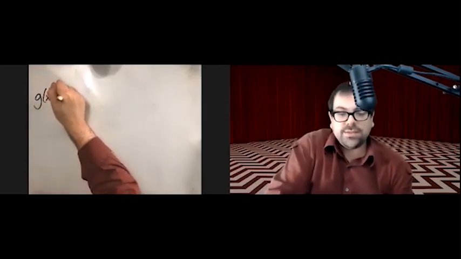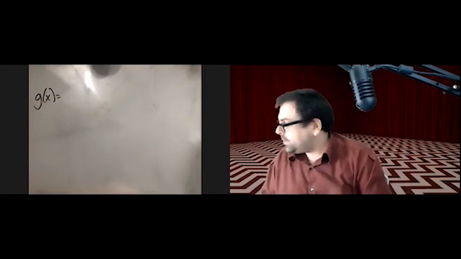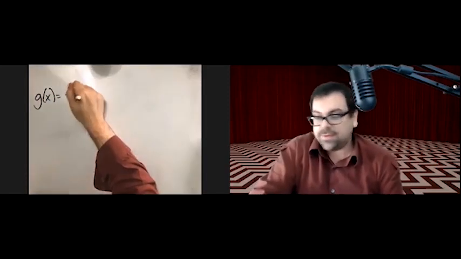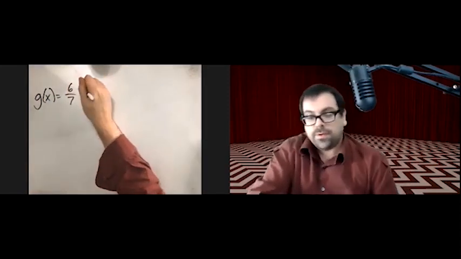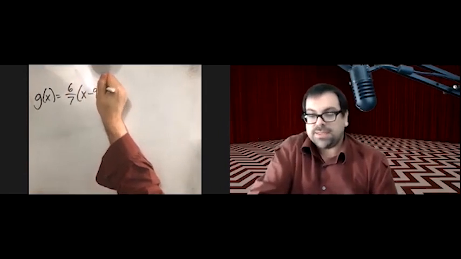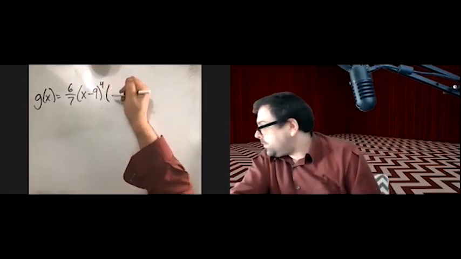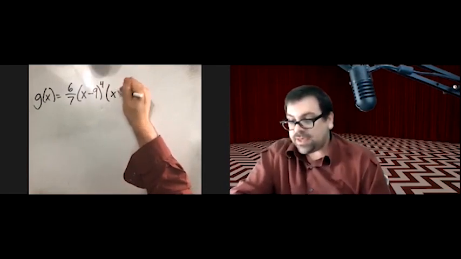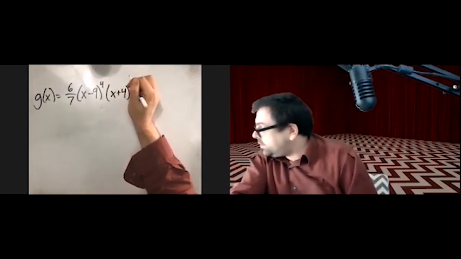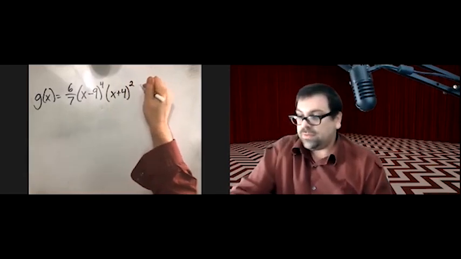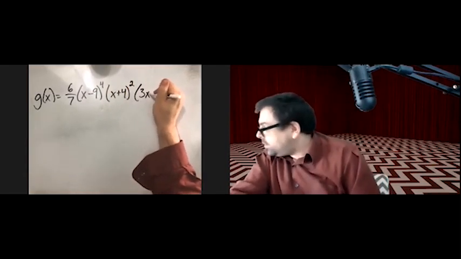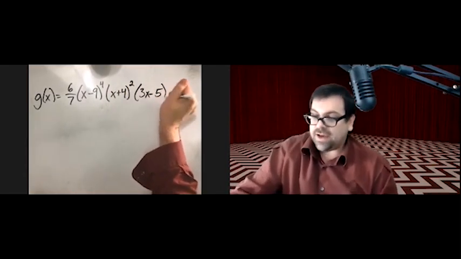G of x, 6/7 times x minus 9 to the 4th times x plus 4 squared times 3x minus 5.